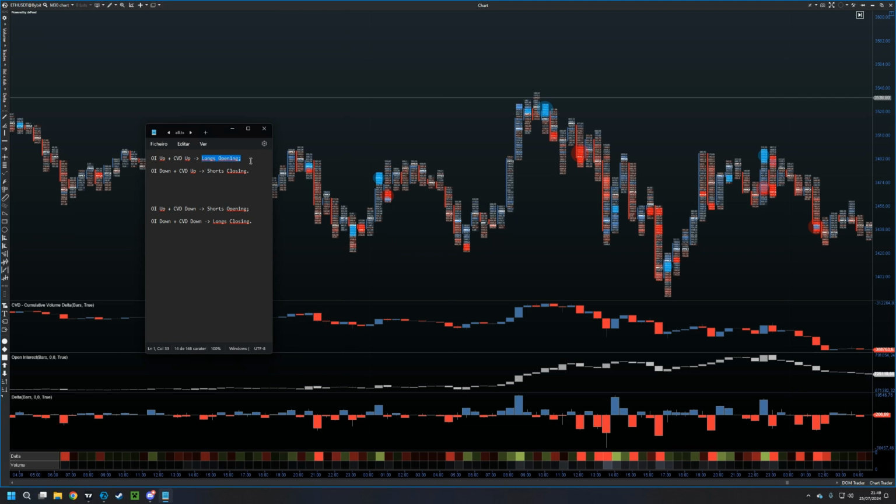No, that's not true, okay? Because for every buyer, there has to be a seller. When CVD is going up and open interest is going up, it just means that the buyers are going more aggressive. Okay, you have more directional buyers coming into the market.